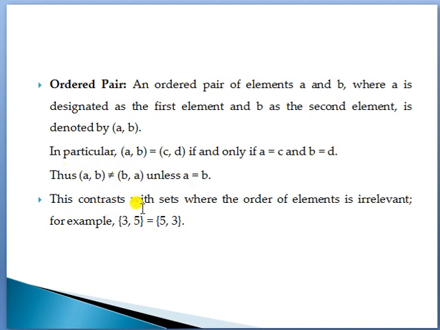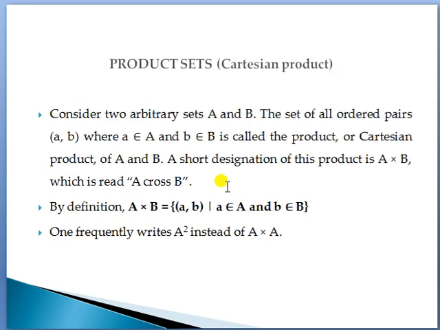This contrasts with sets, where the order of elements is irrelevant. For example, the set {3, 5} and the set {5, 3} are equal as they are sets, and the order of elements doesn't matter there. But in the case of an ordered pair, the order of elements matters. So here (a, b) is not equal to (b, a) unless a equals b.